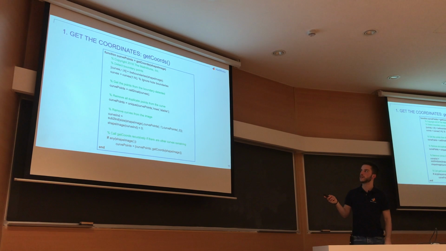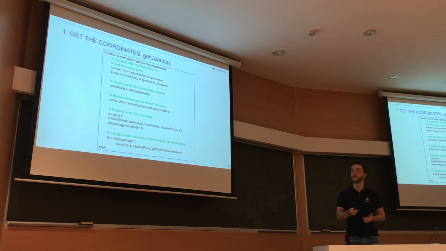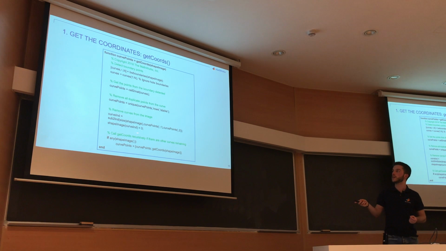Okay, I want to get these boundaries. After that, because this function returns a cell array, I simply obtain a matrix from the cell, and I remove all of the duplicate points, because this function can give me some duplicate points. I remove the duplicates, and I obtain the final coordinates of all of the points that I need.